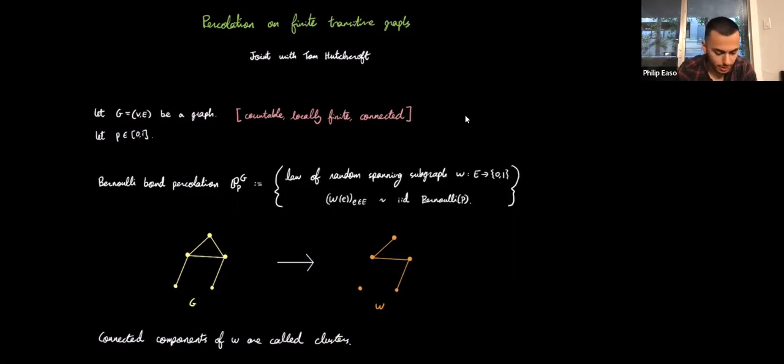So first, percolation is, for us, always going to be: you have a graph G, which is countable, locally finite, and connected. You have some parameter P between 0 and 1, and then bond percolation is just the law of the random spanning subgraph of G, where you independently include every edge with probability P. So it's the simplest way that you can form a subgraph like that. And the connected components of the spanning subgraph are called clusters. That's the convention.